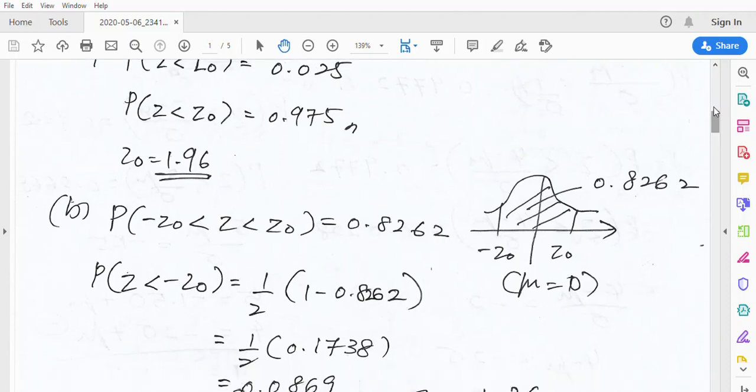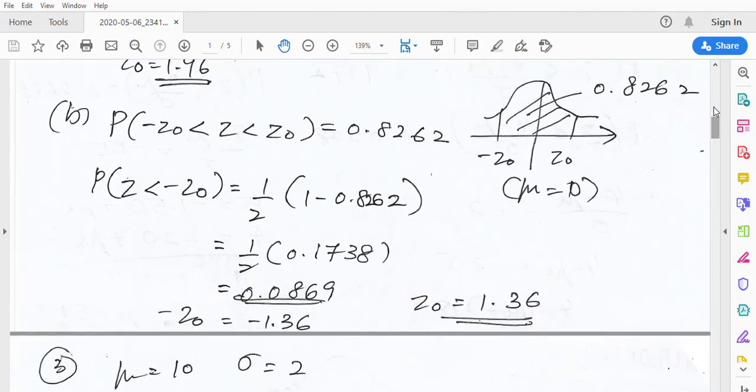So for part b, the probability is between negative z naught and z naught, right? So both parts are included. So from the probability given, we divide by 2. It is easier. First we do 1 minus the probability given, because we only want the below part, right? So 1 minus 0.8 and then divided by 2, we will get the probability. Then we refer to the table.